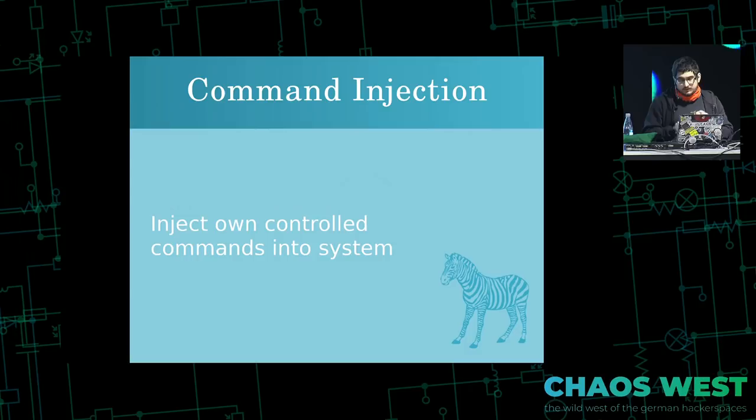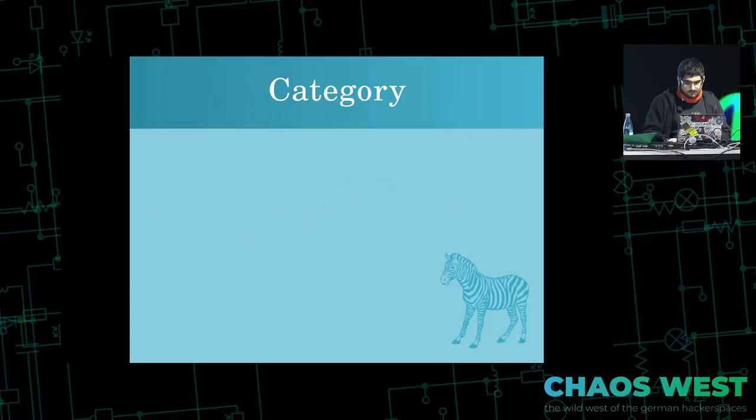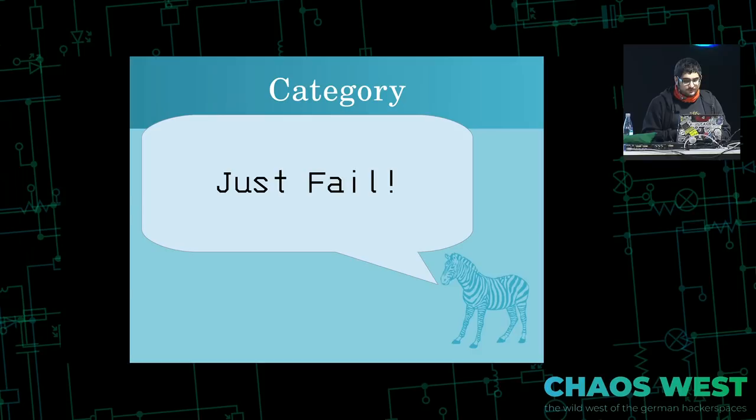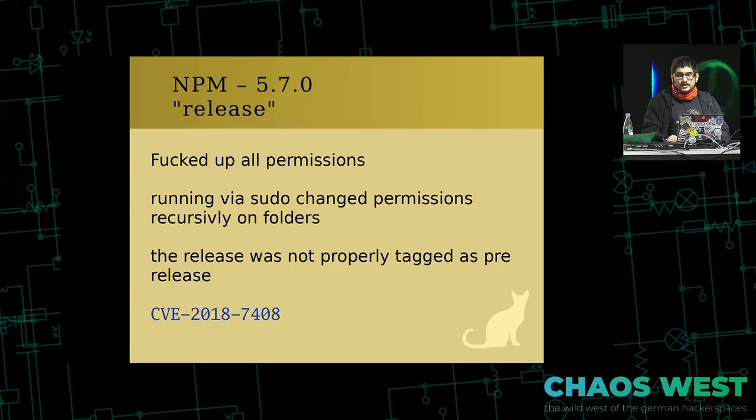Let's check out the first category of mine. It's called just fail, and that's my example for this. It's the NPM 5.7.0 release. This release was not properly tagged as a pre-release. So it was not a release, but a pre-release, and it was rolled out by update, and people just updated it. The problem was it messed up all permissions of the file system if you ran it as sudo. It changed them recursively in the folder, so you couldn't fix it easily; you had to restore a backup to fix all the file permissions.